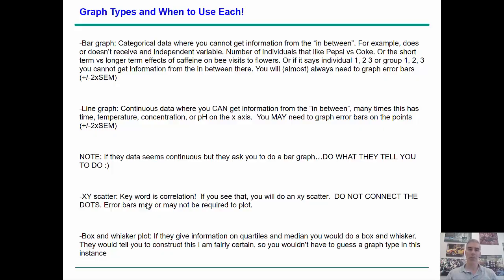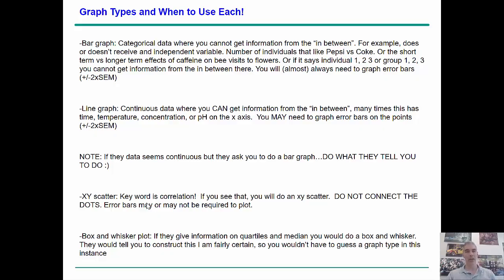The most common ones are going to be the bar and line, bar being the most common. I'll go over the parameters of those. There was an XY scatter, as I mentioned, a couple of years ago, and the box and whisker plot that I went over before. Again, I'll show you examples of each one.